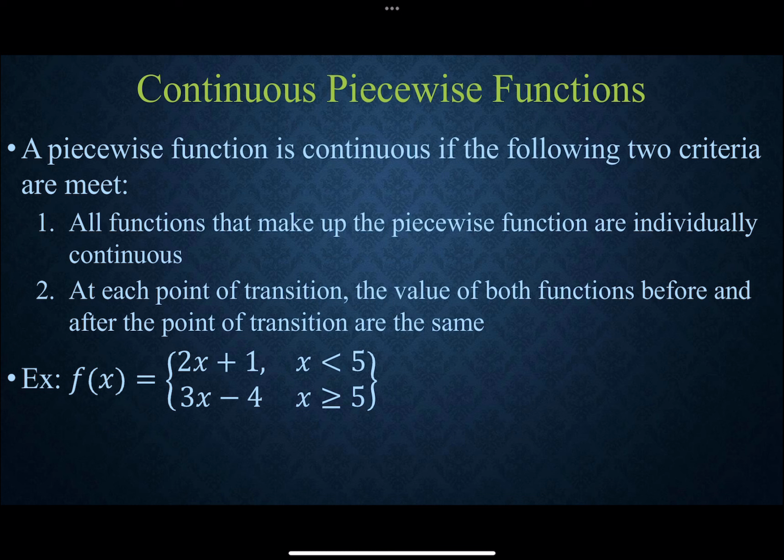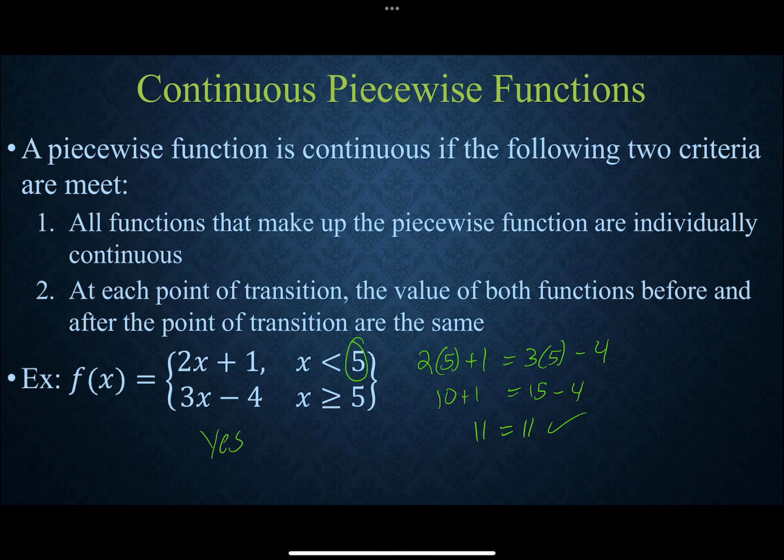At each point of transition, the value of both functions before and after are the same. And that's done very simply. All we do is we take this point of transition, we plug it into both equations, and we see if we get the same value. We work through it, and we can see that in this particular case, they're both equal to 11. Therefore, yes, this is a continuous function.